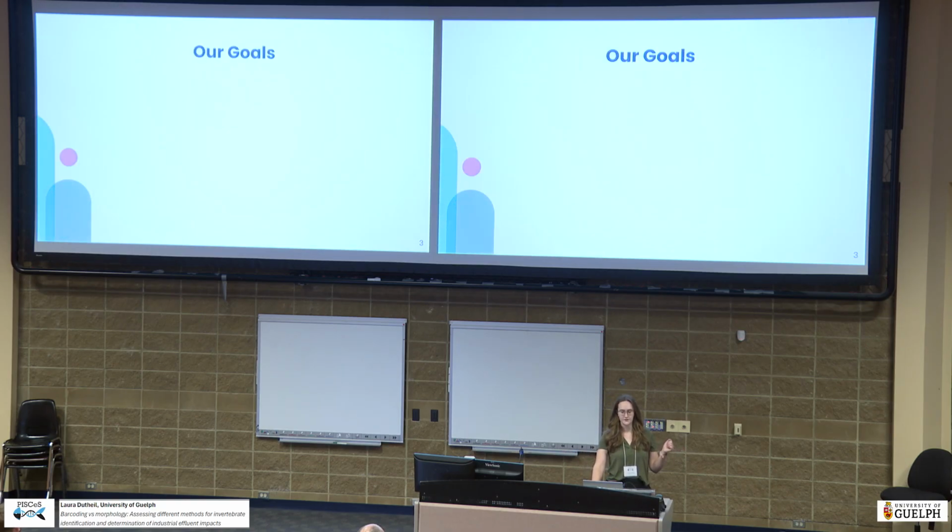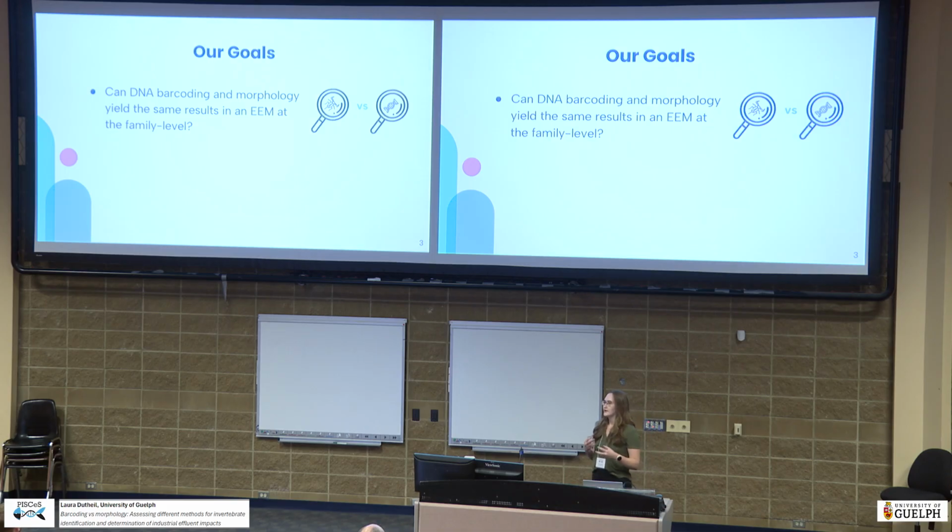So the goals for our research were to first see, can we do these EEMs assessment using DNA barcoding and compare that to what we would normally do with our assessments using morphology. So using both methods at the family level and running our analyses on the EEMs, can we get the same results? Can we use both of these methods?